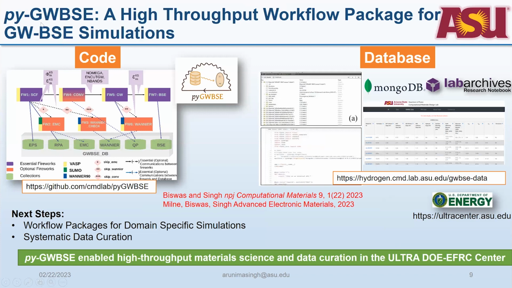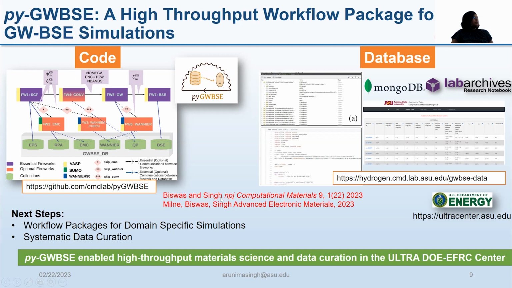As a part of the center, we have developed a high throughput workflow package called PyGWBSE. And the code is available on GitHub. It follows standard practices as those used by the Materials Project team. This code makes the very challenging task of converging the interrelated convergence parameters and optimizing the computing time, which is very high in these many-body perturbation theory calculations, and then automatically curating the data as well.